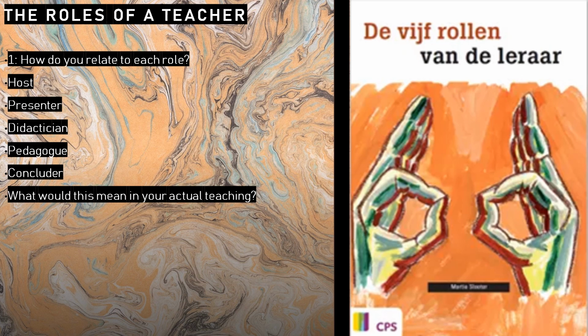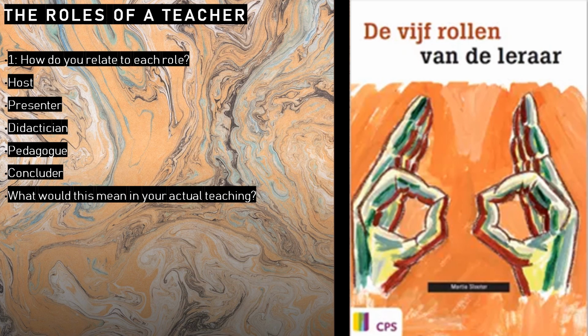The presenter delivers info plus engages in a comprehensible manner. The didactician is the strategist/architect, is the person that plans and organizes the lesson. The pedagogue is the guide, the person that is responsible for individualized learning and the development of the students. The concluder wraps up the lesson smoothly and summarizes key points, plus checks lesson goals.